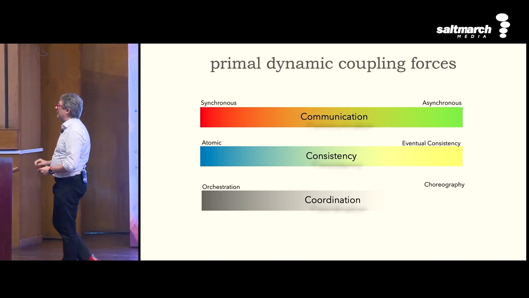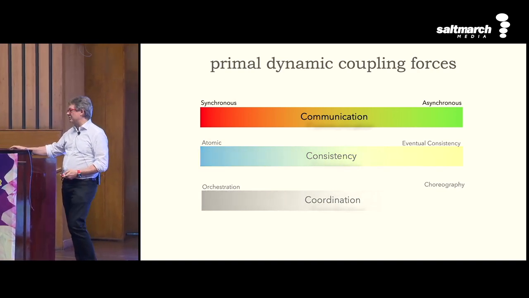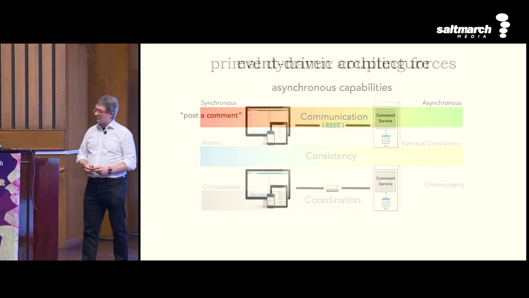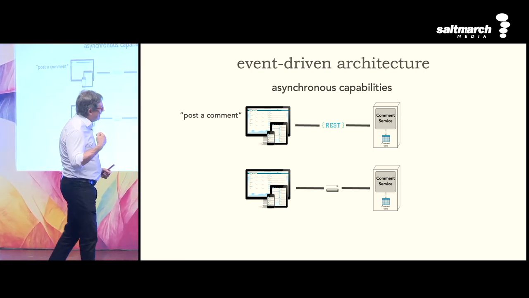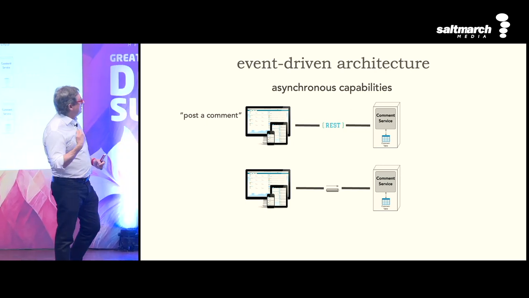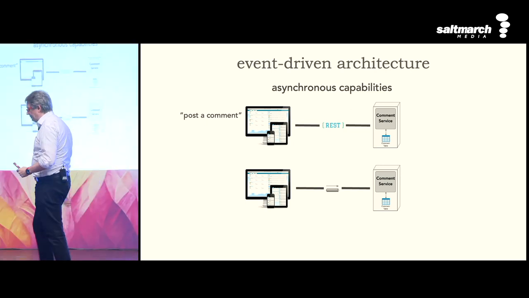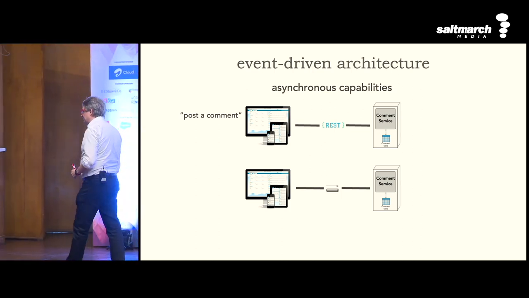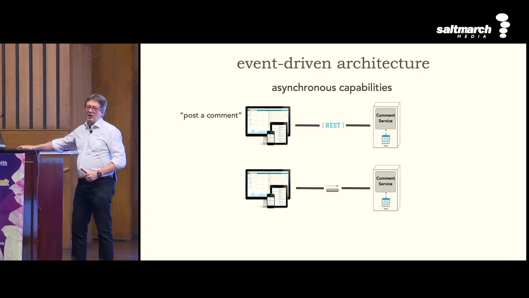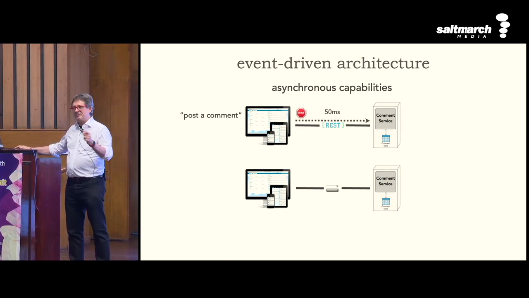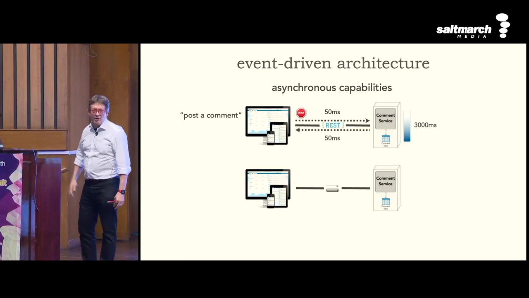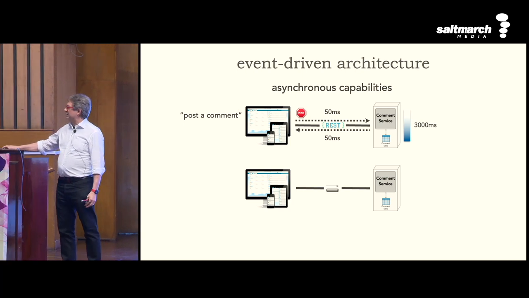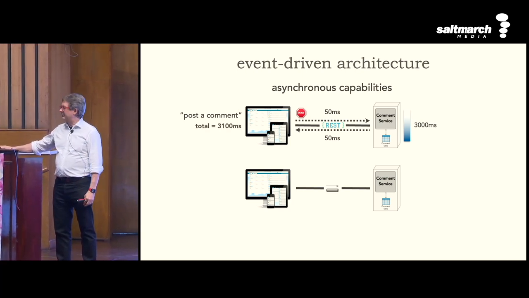That's consistency. Now let's talk about communication, synchronous versus asynchronous communication. So here are two examples. This is an example of posting a message to a blog somewhere. And I'm going to do a synchronous call and an asynchronous call. I'm using REST here to represent synchronous and a message queue to represent asynchronous, although those are really just implementation details. For my synchronous call, I want to post a comment. So I post a comment, takes 50 milliseconds to get over the wire. My comment service takes 3,000 milliseconds to update its data and post your comment, another 50 milliseconds to return. And so that is a 3,100 millisecond round trip, 3.1 seconds to do that.